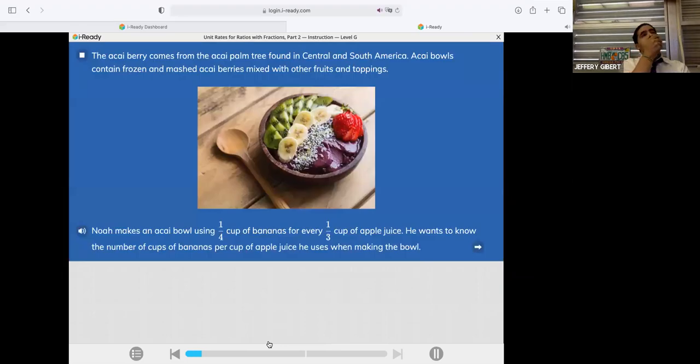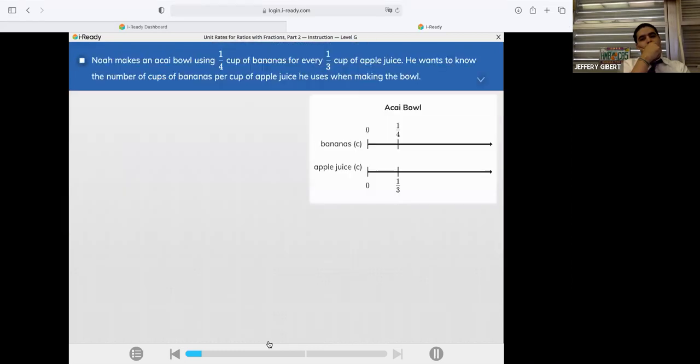The acai berry comes from the acai palm tree found in Central and South America. Acai bowls contain frozen and mashed acai berries mixed with other fruits and toppings. Noah makes an acai bowl using 1/4 cup of bananas for every 1/3 cup of apple juice. He wants to know the number of cups of bananas per cup of apple juice he uses when making the bowl. You can use a double number line to show the relationship between the cups of bananas and the cups of apple juice.